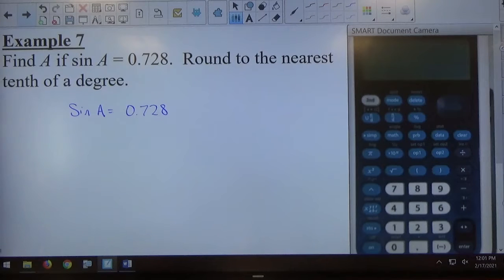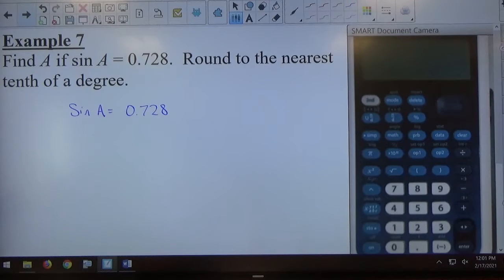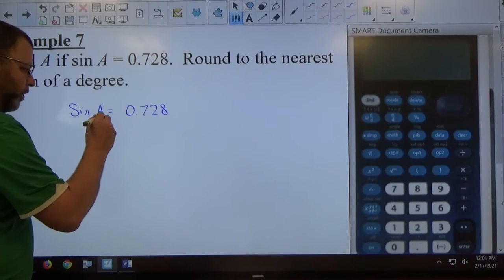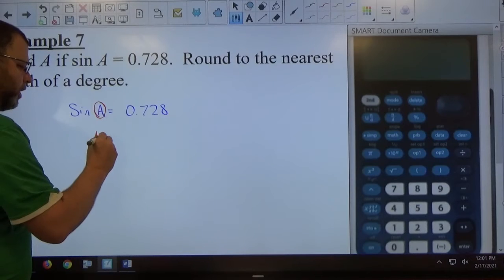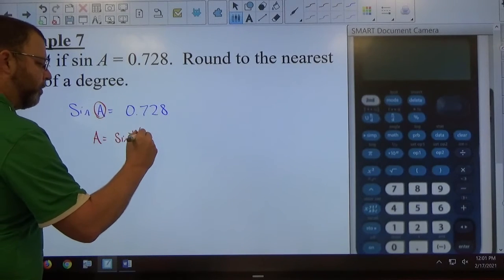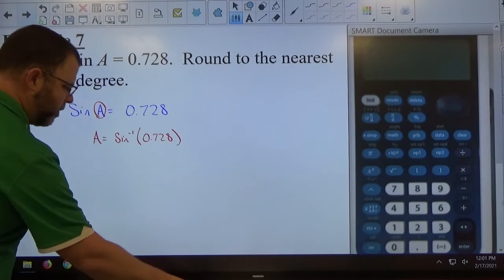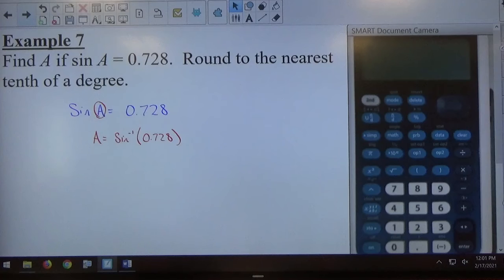So what I need to do to figure out the angle when I know what the sine equals is the angle, which is right here, is going to equal the inverse sine of the number on the other side. Now, sine -1 of a number is called an inverse sine. It's not a reciprocal of sine. So don't be thinking we're going to just flip it over and get the answer, all right?